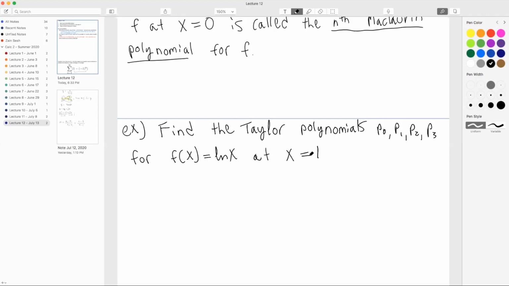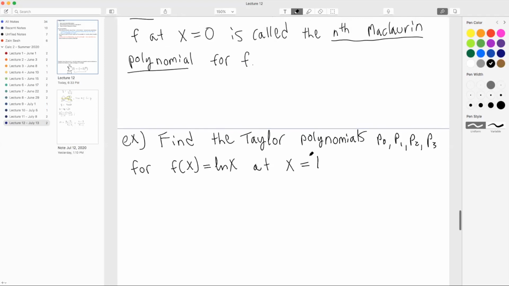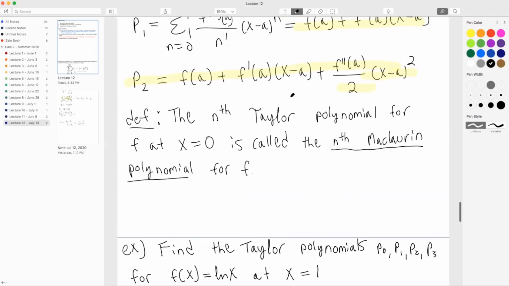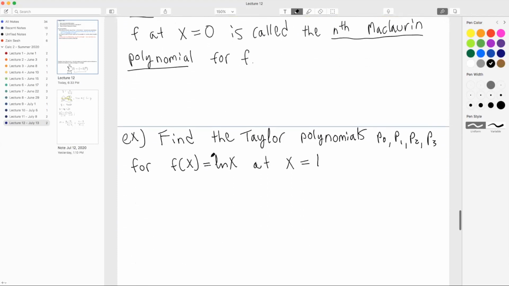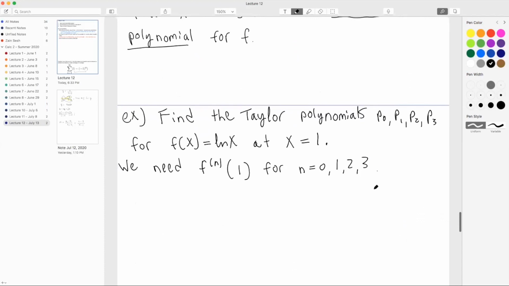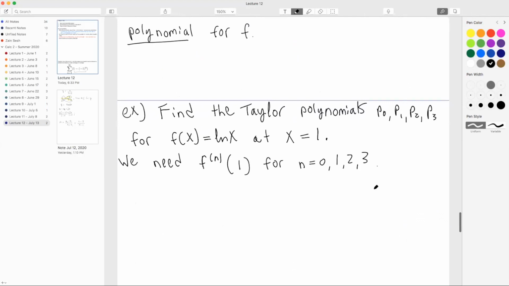All right, so for the Taylor polynomials, really the only thing we need to figure out are the derivatives evaluated at our center point. So we need the nth derivative of f evaluated at 1, for n equaling 0, 1, 2, and 3, because that's what the definition calls for. We need those nth derivatives evaluated at x equals 1. So let's just work that out.